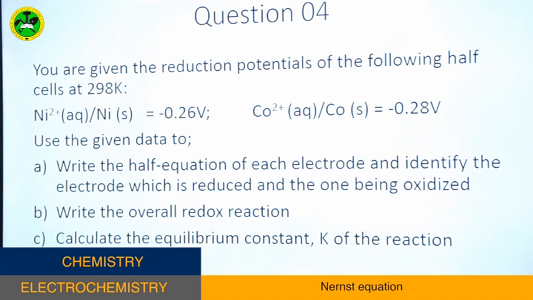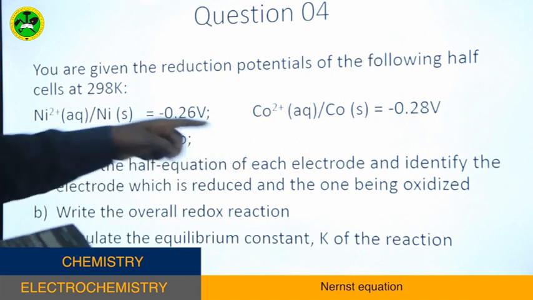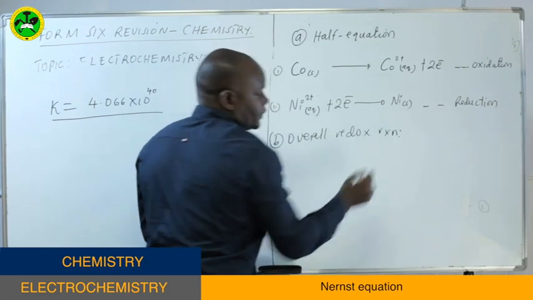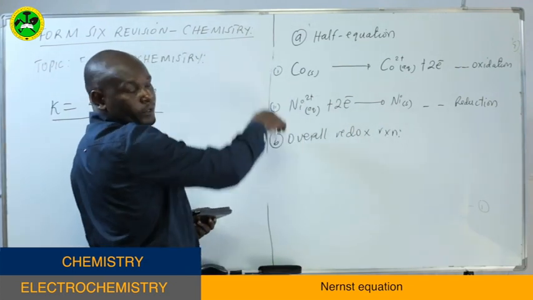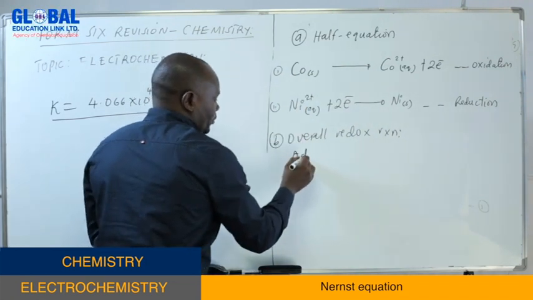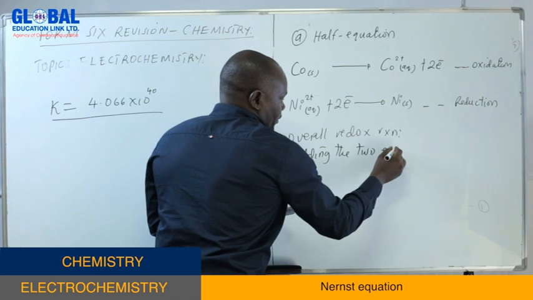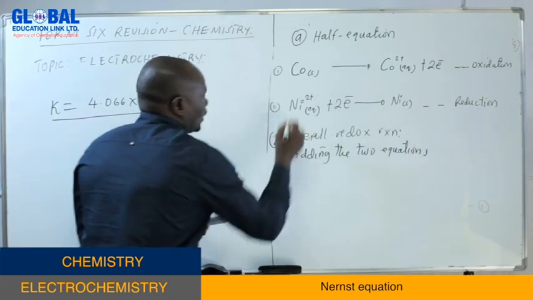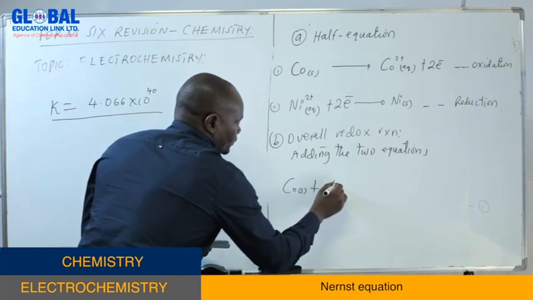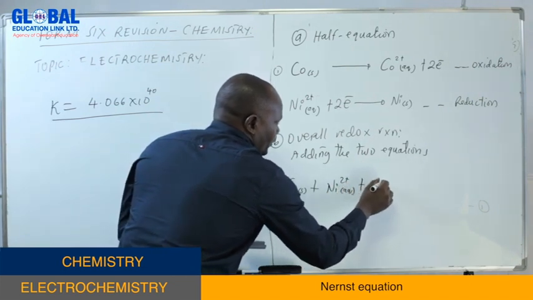And for the second part, you have been asked to write the overall redox reaction. So B, the overall redox reaction can be obtained by just taking the summation of the two equations. So take equation 1 plus equation 2. Adding the two equations, you'll have cobalt solid, plus nickel 2 positive aqueous, plus 2 electrons.